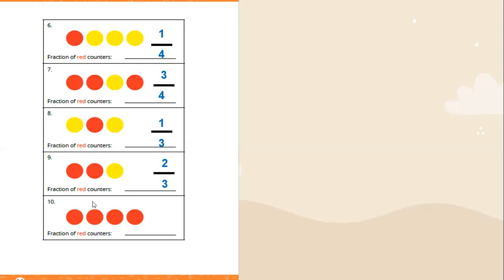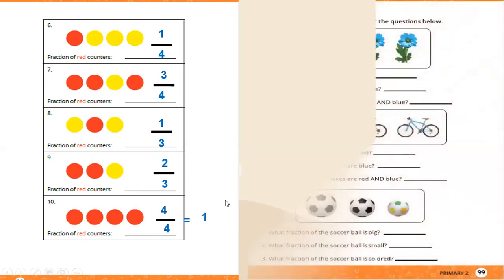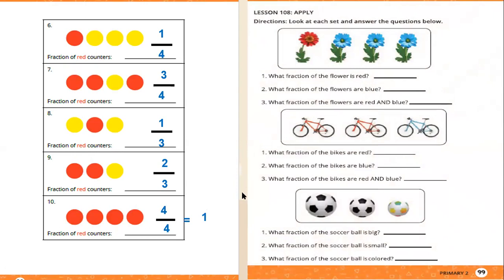Excellent. The last one, how many colored boards? We have 4 colored boards out of 4. Excellent, Noor. 1 whole and 4 over 4. Bravo, Yahya, Noor, and Lujaina. You are super perfect. Now the next one.